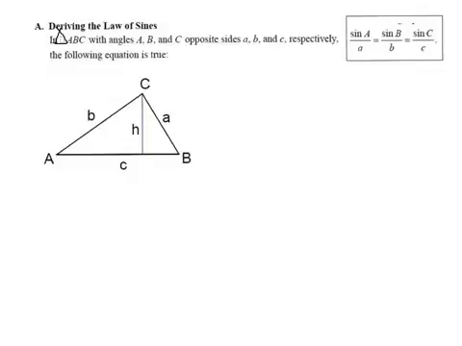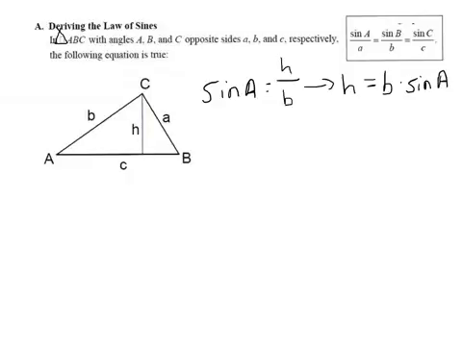So in this picture, if we look at this right triangle on the left side, from that we can get the following statement. Sine of angle A would equal the opposite, which is side H, over the hypotenuse of that triangle, which is side B. Later on I'm going to want to rearrange that and solve for H. So H will equal B times sine of angle A.